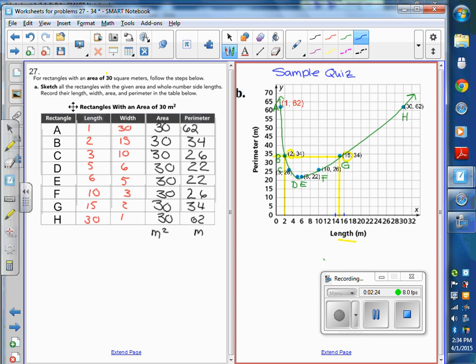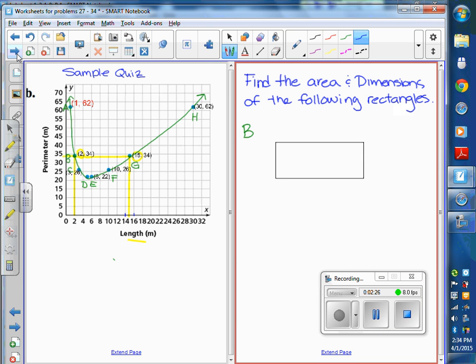Hang on, Lindsay. And so what do you know then? Then you have your 2 dimensions, which are 2 and 15. And then we should check our work. Before I would multiply, I would check to make sure the perimeter really is 34. 2 plus 15 is 17. 17 plus 17 is 34. So the perimeter is correct.